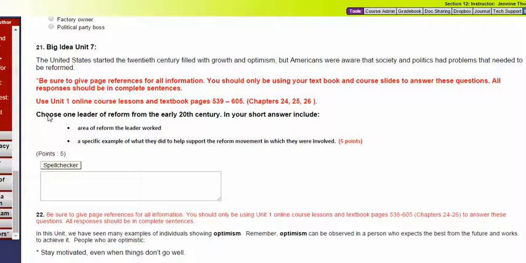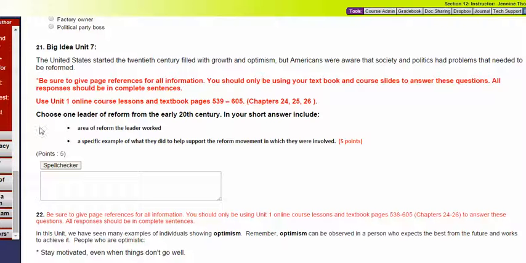Number 21 is your first short answer question. It says the United States started the 20th century filled with growth and optimism, but Americans were aware that society and politics had problems that needed to be reformed. Be sure to give page references for all your information. You should only be using your textbook and course slides to answer these questions. All responses should be in complete sentences. Any responses coming from another resource outside of your textbook and course slides that are not in students' own wording will be considered plagiarism or copying.